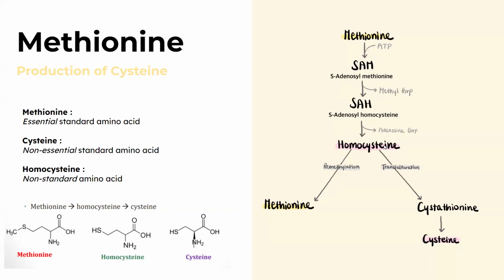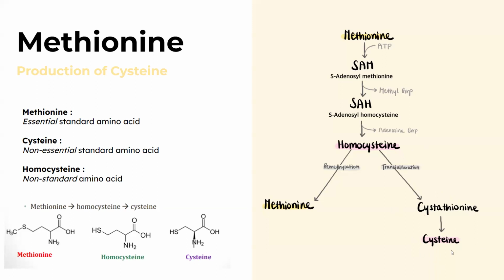Now that we have homocysteine, it has two options. It will either go through the remethylation pathway or through the transsulfuration pathway. So if it goes through the remethylation pathway, you just add another methyl group and you go back to methionine. The other option is the transsulfuration pathway, where it will add a sulfur group and it becomes cystathionine. And then cystathionine will give us cysteine.